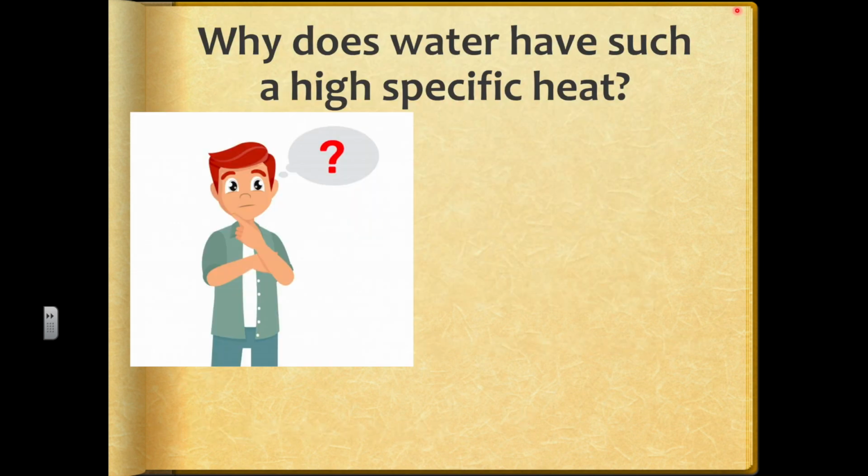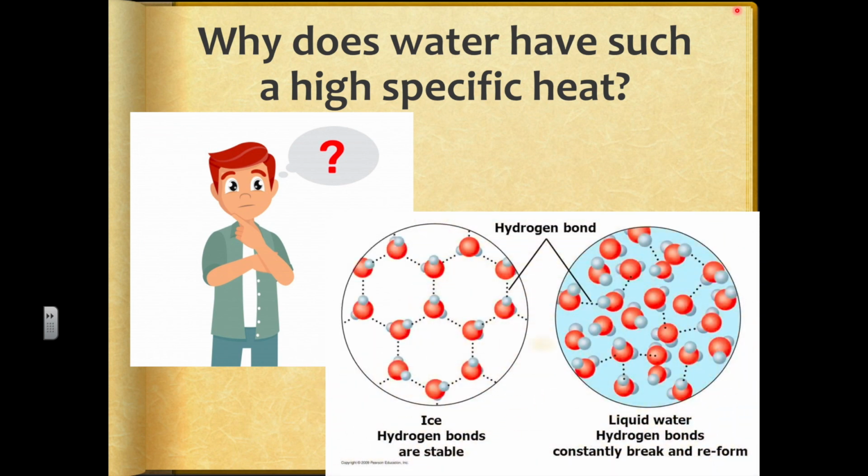So now, why does water have such a high specific heat? Now, we talked about it has to do with the mass and also the change in temperature, but the specific heat also has to do with the nature. The nature of it is the bonding that's going on. Water has lots and lots of hydrogen bonds. We've talked about this one before.